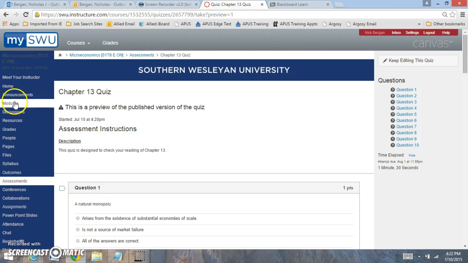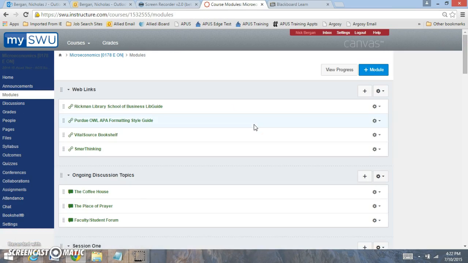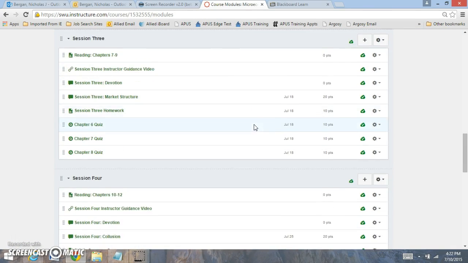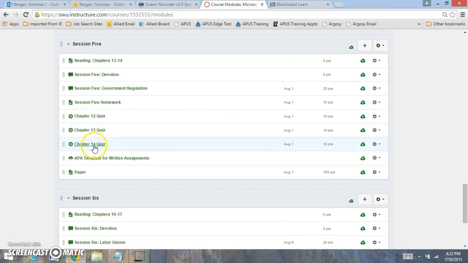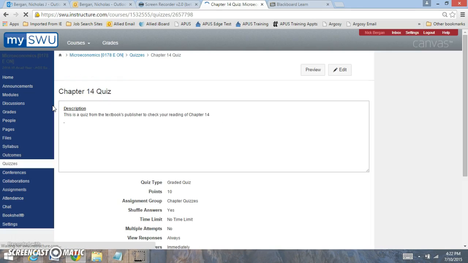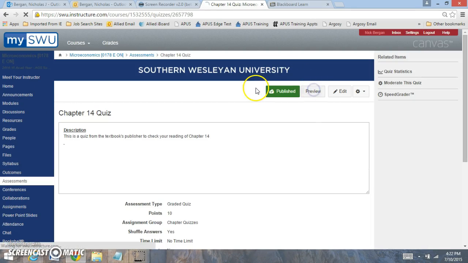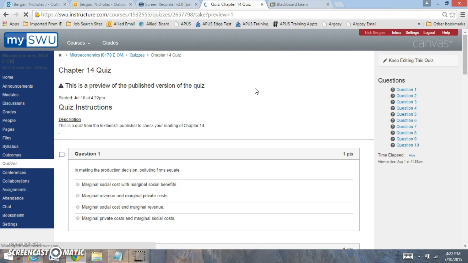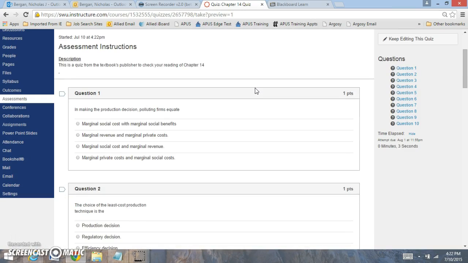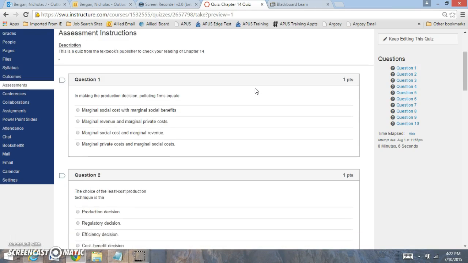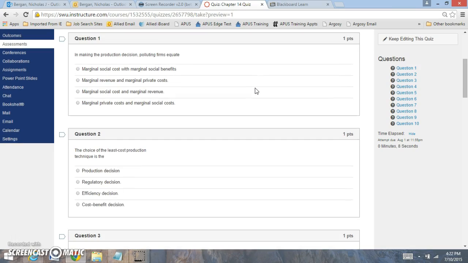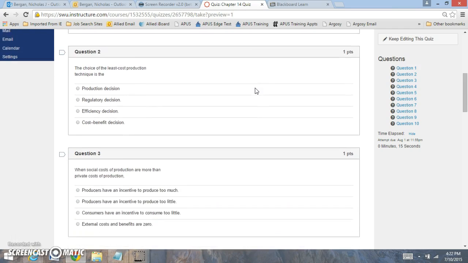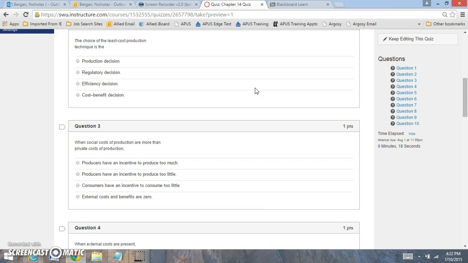Now let's go to the last quiz for the week, the chapter 14 quiz. In making production decisions, polluting firms do what? When you look at polluting firms, look at marginal social benefit and marginal social costs. The cost of the least cost production technique.